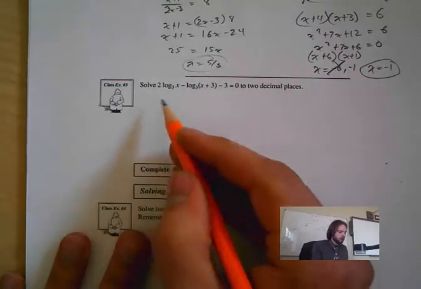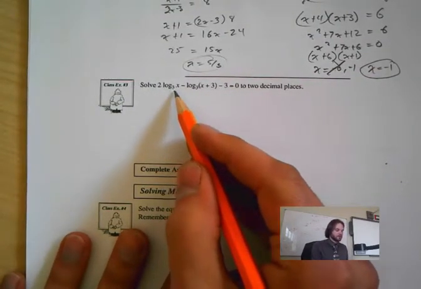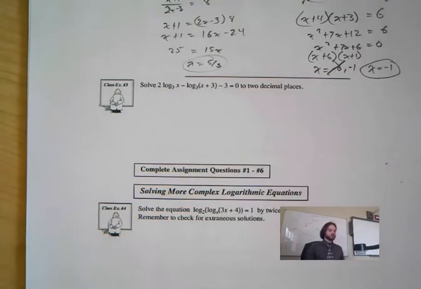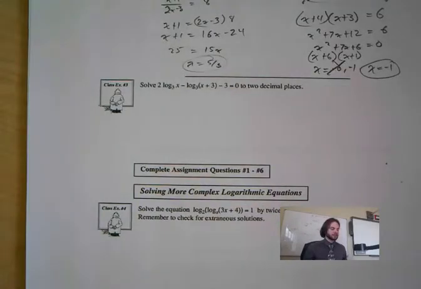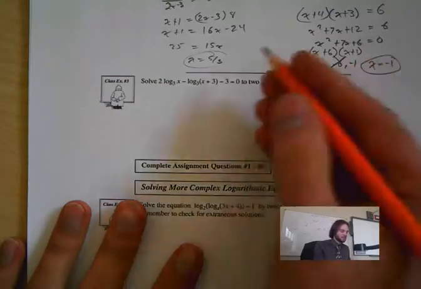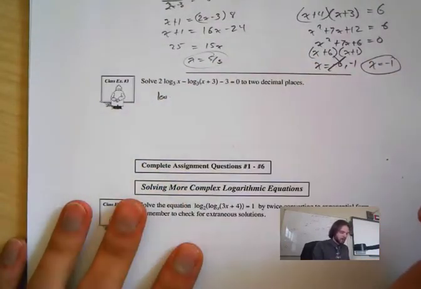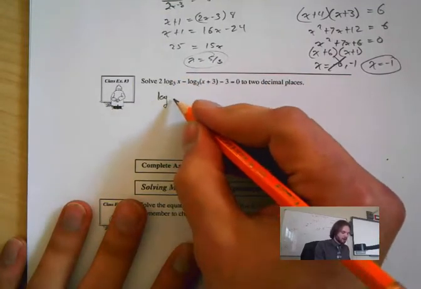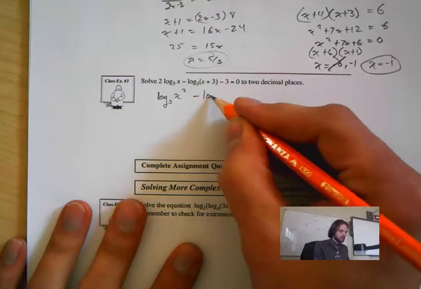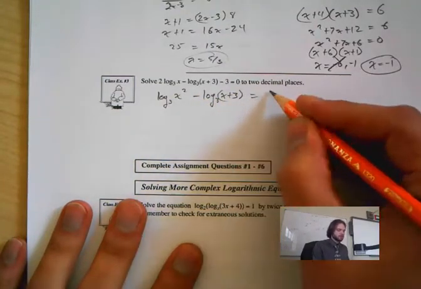It says solve the following. 2 log base 3 of x minus log base 3 of x plus 3, subtract 3, is equal to 0. And it wants it to two decimal places. So I'm going to start this off by just isolating for all my x's where possible. I'm going to have log base 3 of x squared minus log base 3 of x plus 3 is equal to 3.